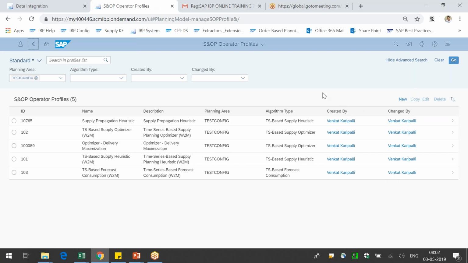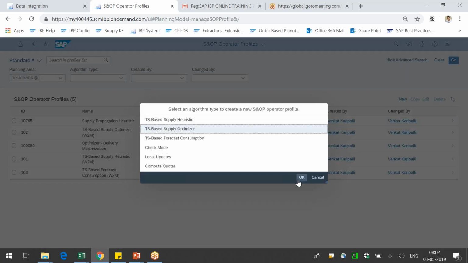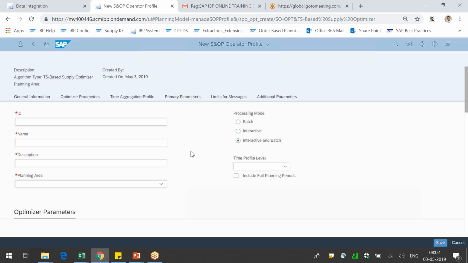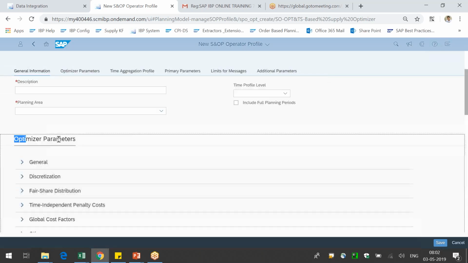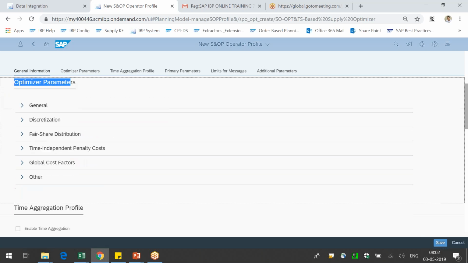I'm in the web interface now. I opened the SNOP operator profile. This is the app where you maintain all your profiles. I'm clicking on new, which means I'm creating a new optimizer profile. I need to give a name, ID, what planning area it belongs to, and what profile, etc. Under optimizer parameters, there are all these parameters that are available.